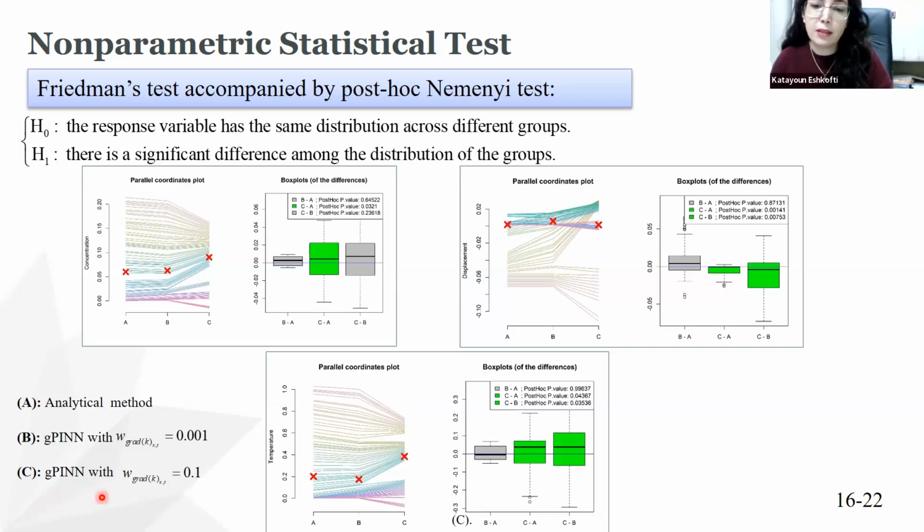rate of 1,000. So the box plots of 2x2 comparisons prove that there is a significant difference between the distributions of the analytical solutions and gradient enhanced PIN with 1,000. On the other hand, the null hypothesis is satisfied for the distributions of the analytical results and gradient enhanced PIN with 1,000 for mass concentration, temperature, and displacement.